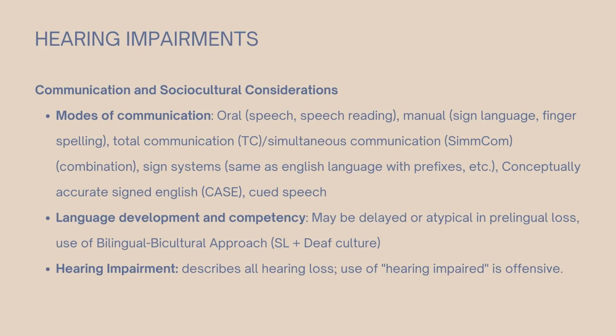So one instructional approach is the bilingual, bicultural approach. Advocates believe that ASL as a first language can lead to linguistic competence, and that English is better learned as a second language in the context of a bilingual bicultural approach. The main obstacle is finding teachers who are sufficiently fluent in ASL or SL plus deaf culture. And then "hearing impairment" describes all hearing loss, and using "hearing impaired" is considered offensive.